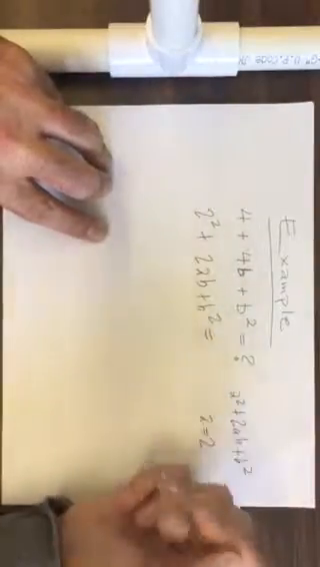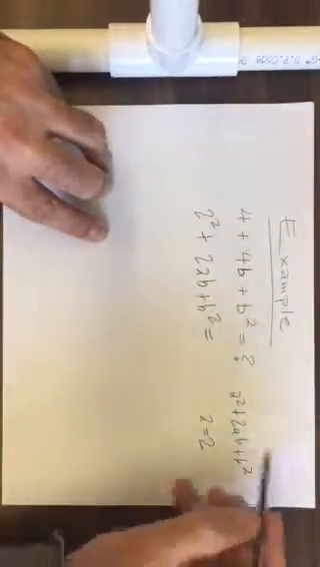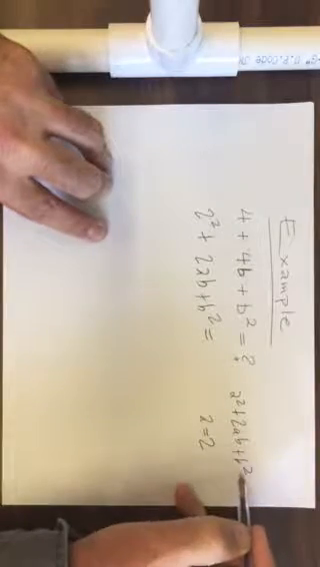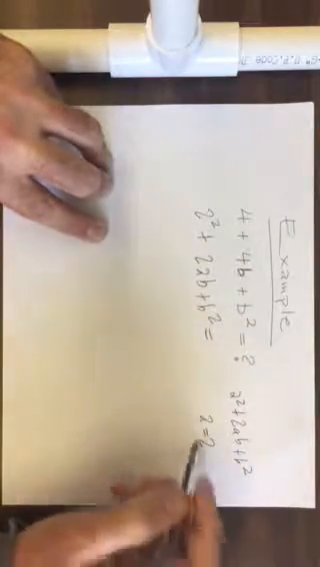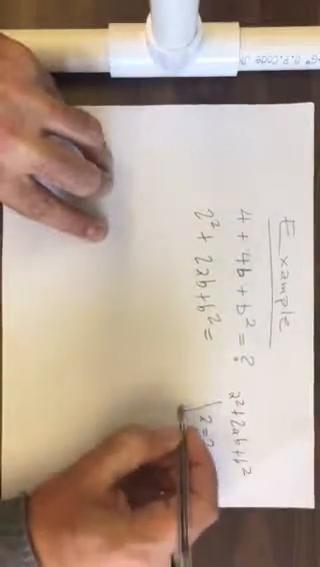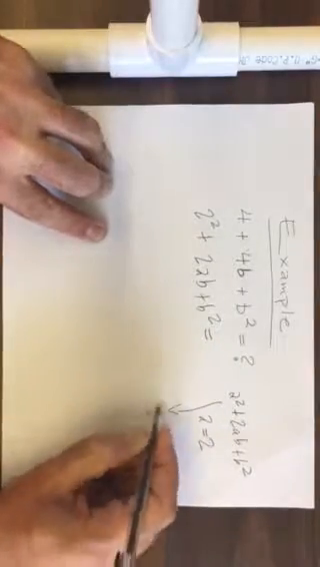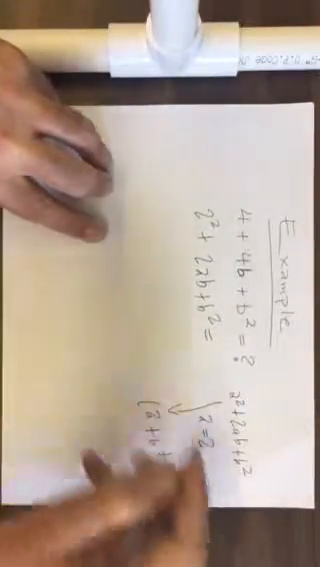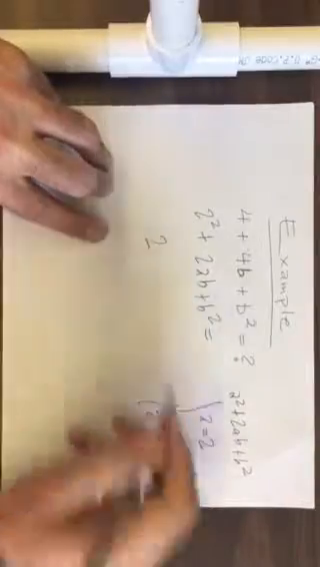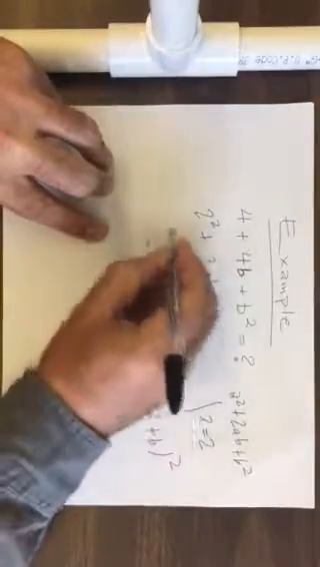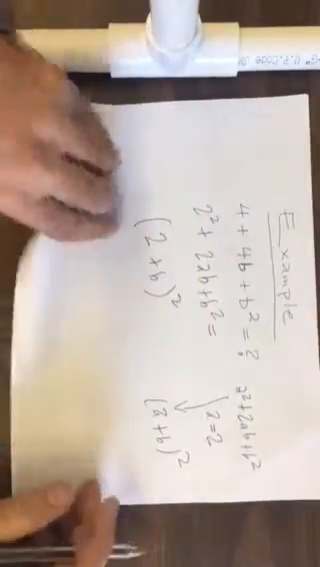So now we notice that this is in the same form, a squared plus 2ab plus b squared. So that's going to factor to (a plus b) squared. So we figured out that a is 2, so it's just going to be 2, and then b is just b. So it's (2 plus b) squared.